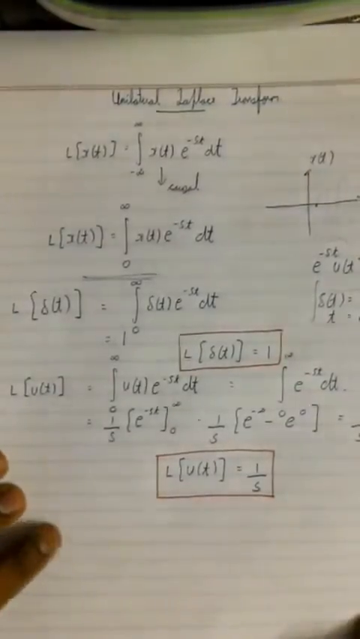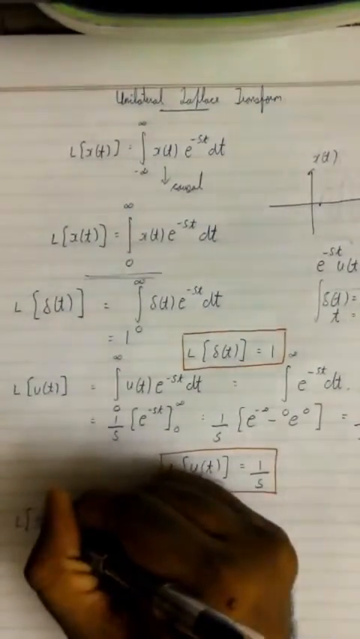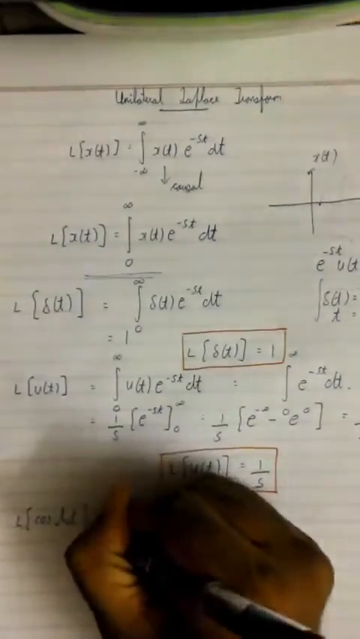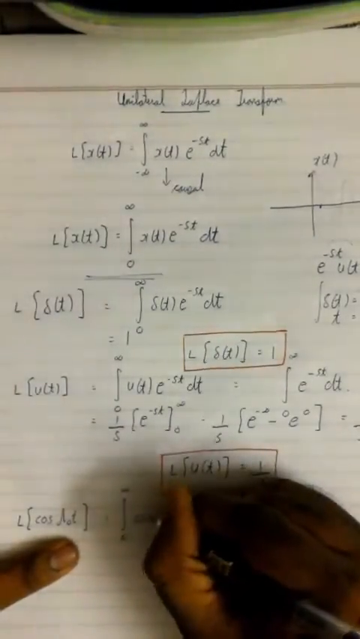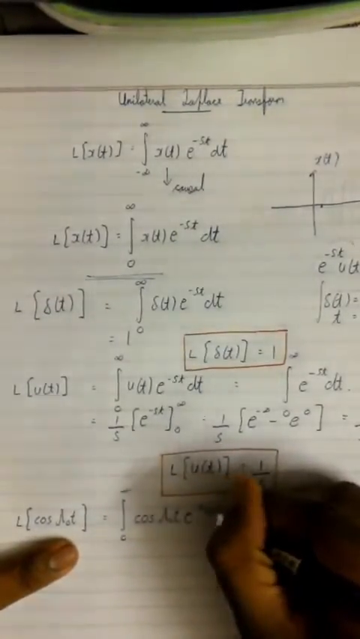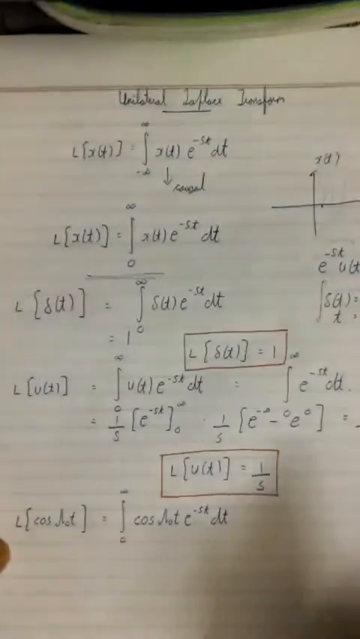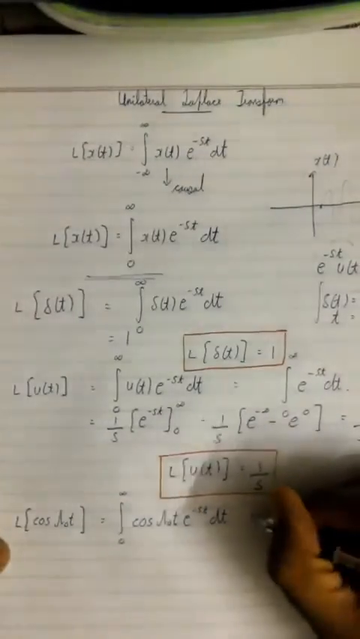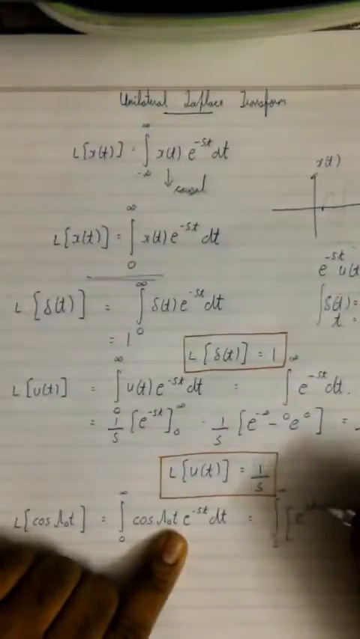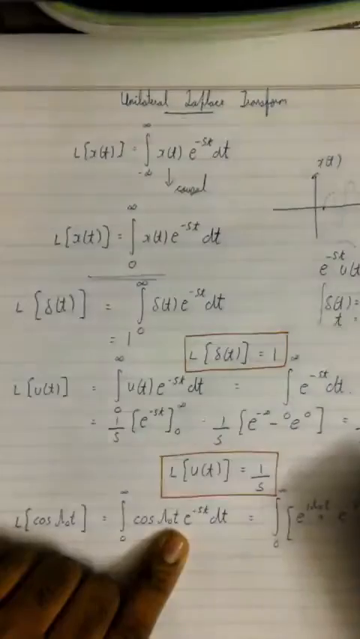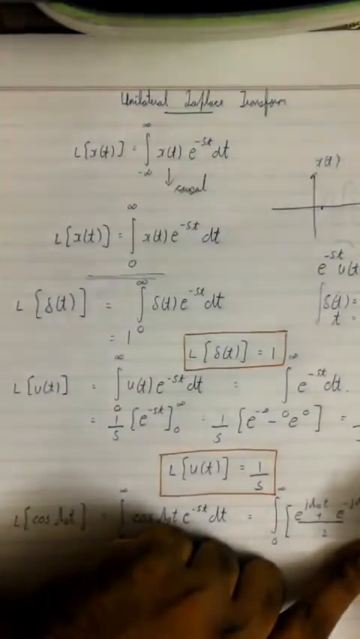The next equation you're going to apply is the Laplace transform of cos ohm 0 t. So let me find the value. Unilateral Laplace transform of cos ohm 0 t is equal to integral 0 to infinity cos ohm 0 t into e raised to minus st dt. I can substitute cos ohm 0 t as e raised to j ohm 0 t plus e raised to minus j ohm 0 t by 2. I'm going to substitute that equation over here. That means this will become integral 0 to infinity of e raised to j ohm 0 t plus e raised to minus j ohm 0 t by 2 into e raised to minus st dt.